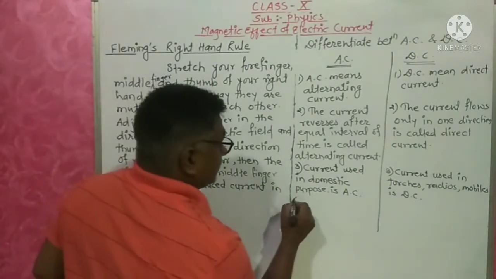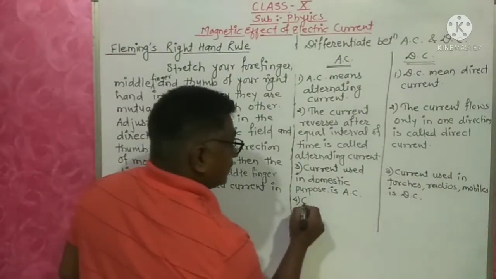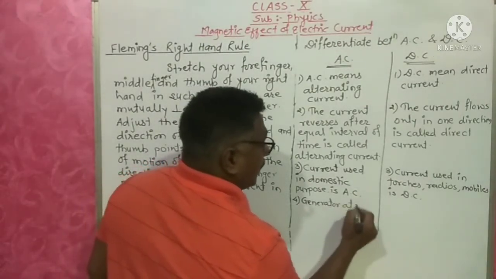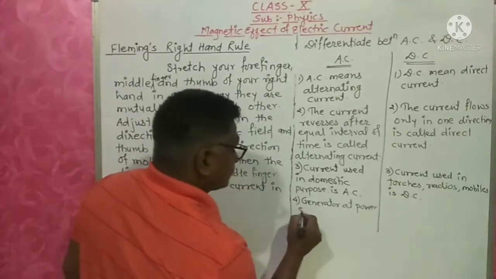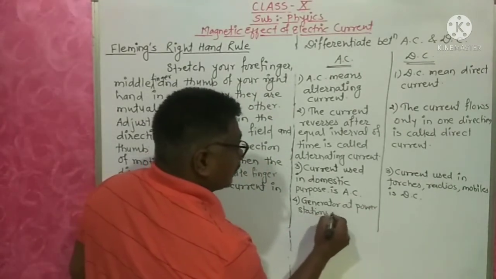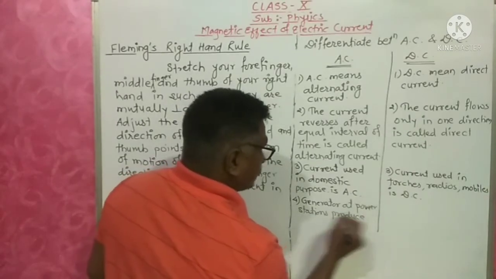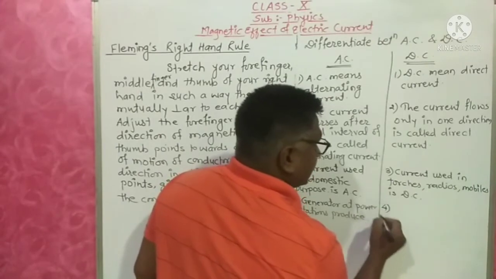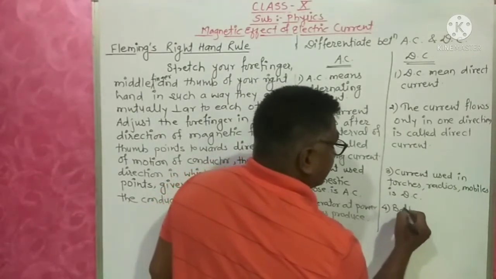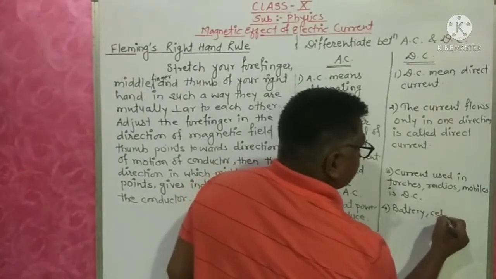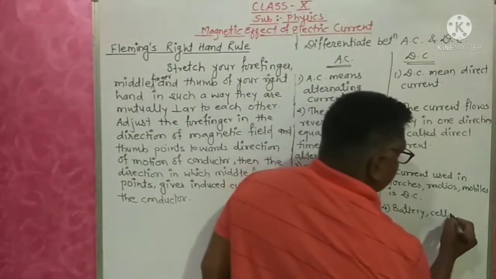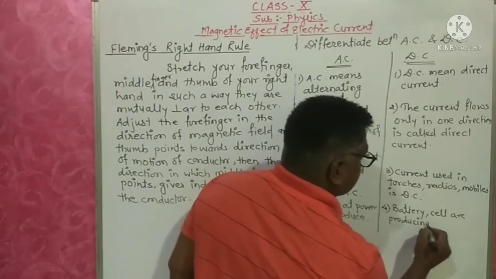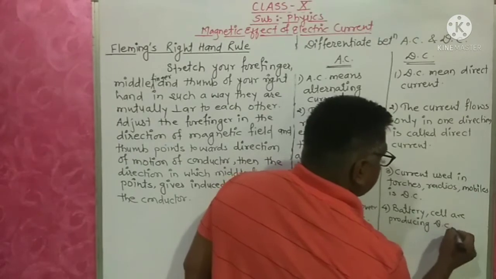So who is producing alternating current? Generators and power stations produce alternating current. And who is producing DC current? Battery and cell are producing DC current.